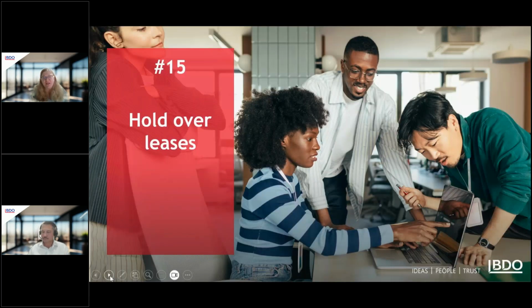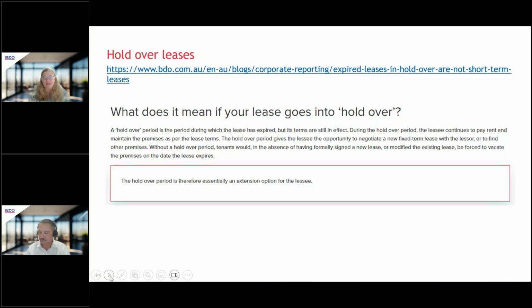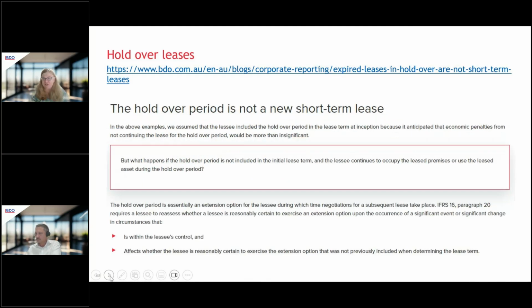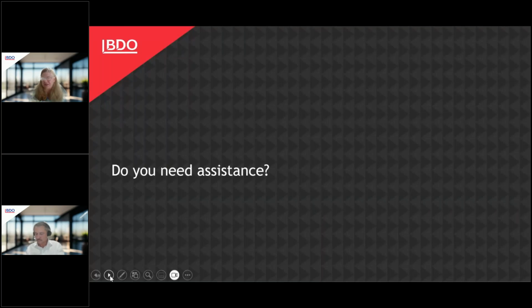And then finally, coming back to our favorite holdover leases, if you go into holdover, so you've reached the end of your lease term, but you want to continue to use the asset maybe while you're renegotiating, it doesn't mean that lease is a short-term lease. You have to make an estimate of how long you'll be there, and it links back to one of our previous common errors as well.